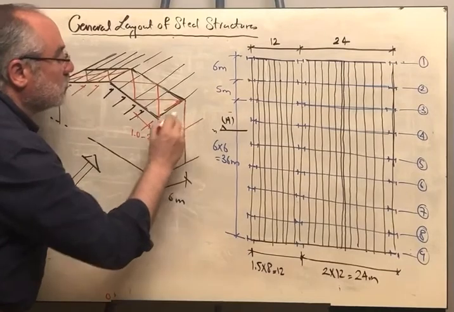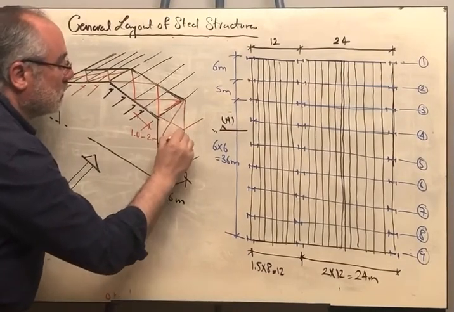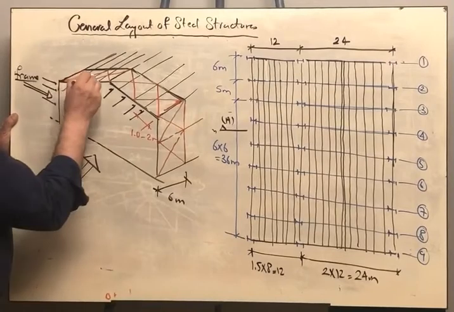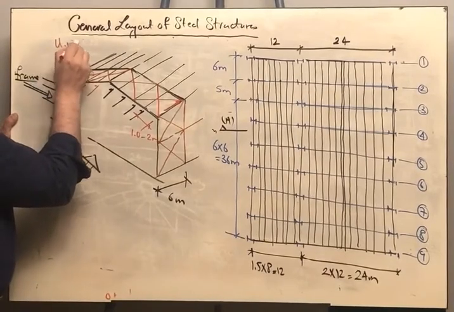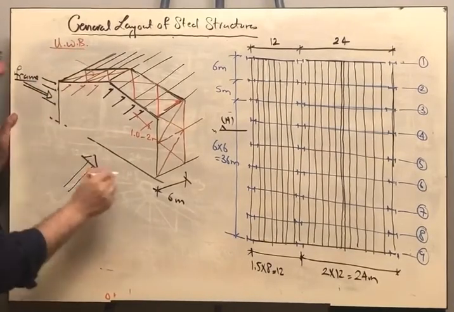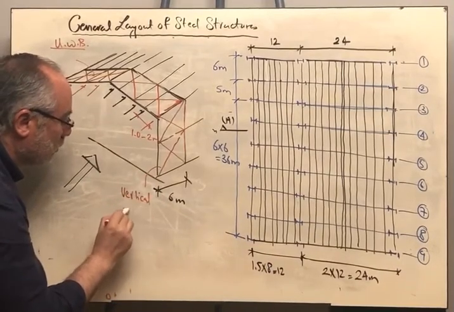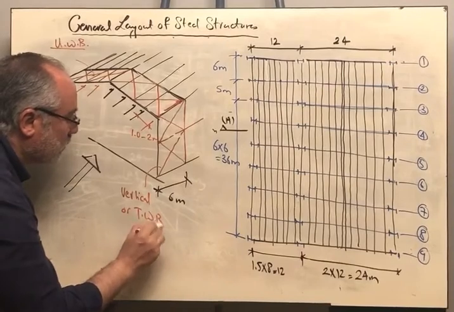I will have to continue the bracing on the side like this. This is called the upper wind bracing, and this is called the vertical or transversal wind bracing.